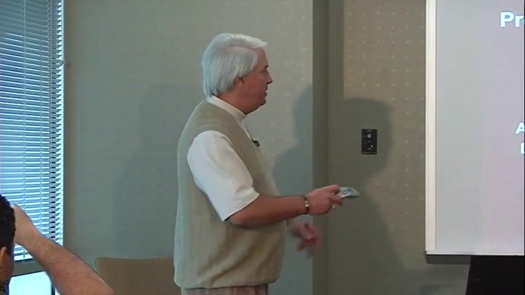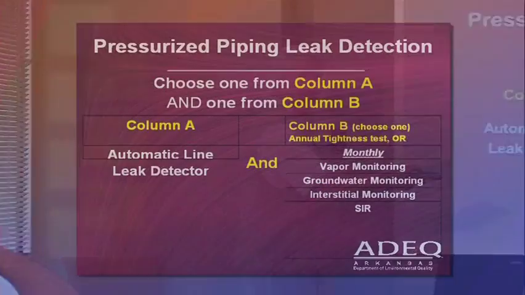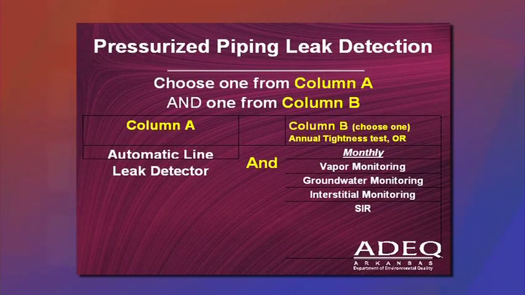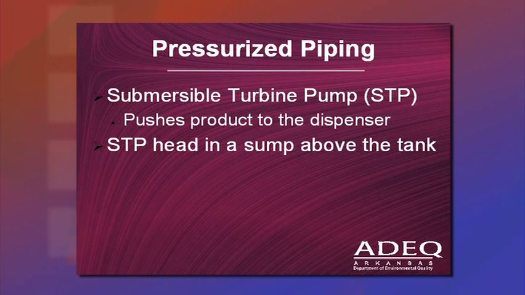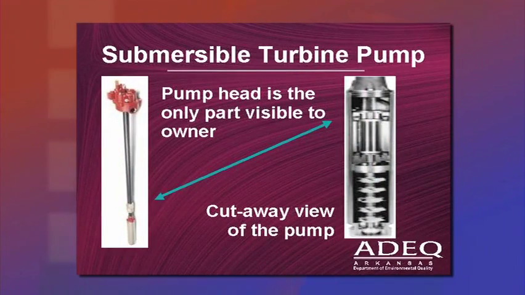Now, if you're not using one of these monthly methods, then you can do an annual line tightness test to satisfy B. Two forms of release detection, pressurized piping, one from A and one from B. If you have pressurized piping, you have a submersible turbine pump, and the submersible turbine pump pushes product to your dispenser. The STP, the submersible turbine pump head, is in a sump up above your tank. This is what a submersible turbine pump looks like, cutaway view.